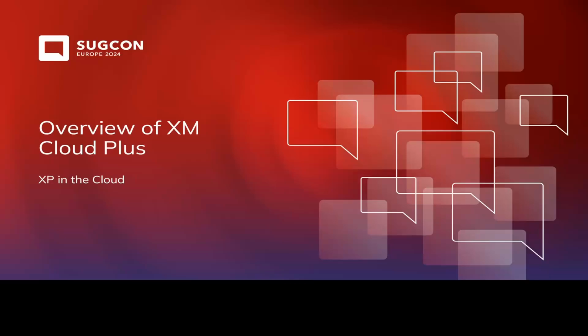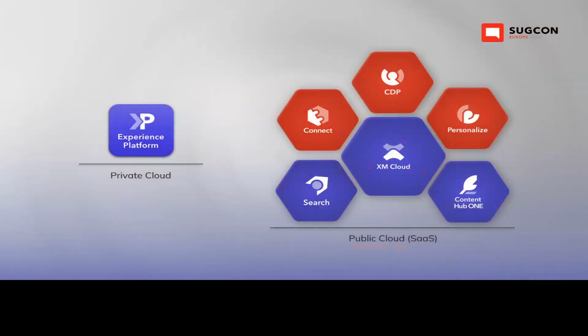To start out, we'll quickly talk about what XM Cloud Plus is. A good way to think about this is that XM is a private cloud offering. It's usually something you host yourself or in the cloud. But if you wanted to go SaaS, you would go to XM Cloud. And the same is the case for XP. If you wanted to host it yourself, then you would use XP. But if you wanted to go to SaaS, then that's where XM Cloud Plus comes in, which is essentially just a bundling of different products that make up the same capabilities as XP does.